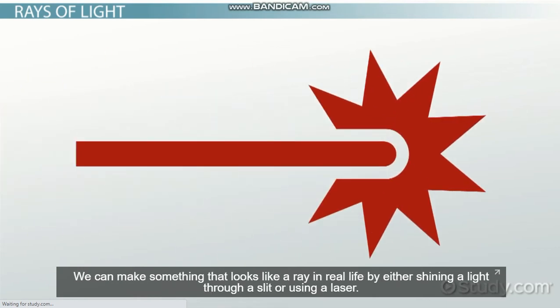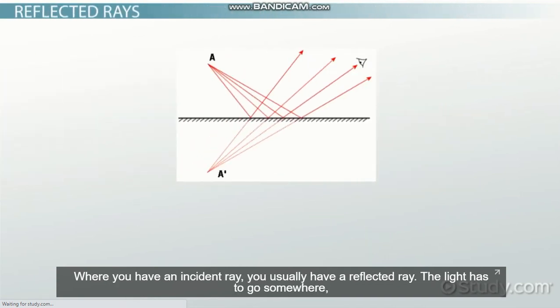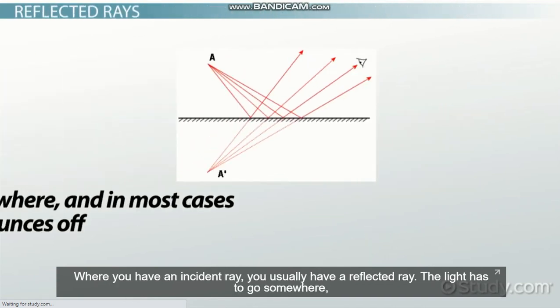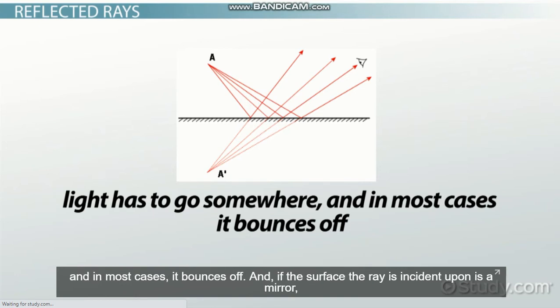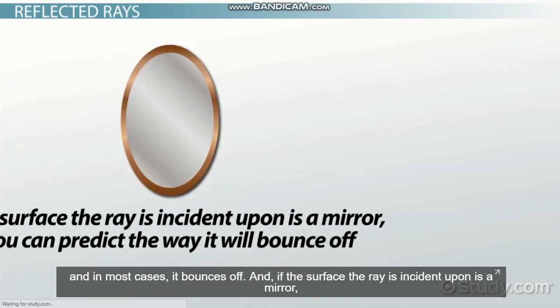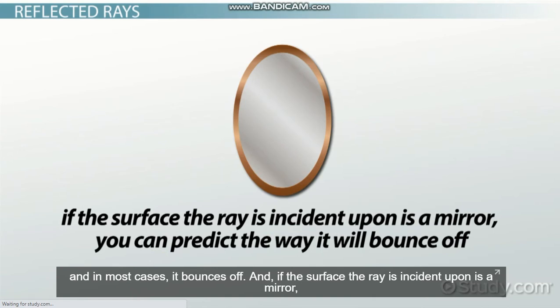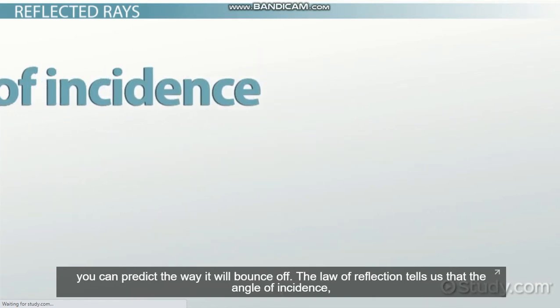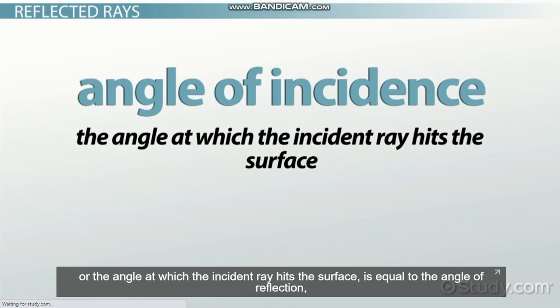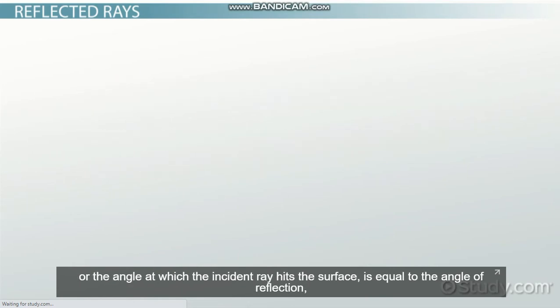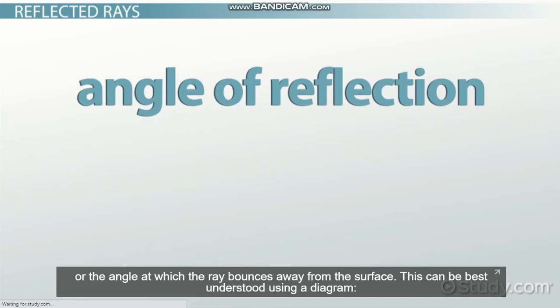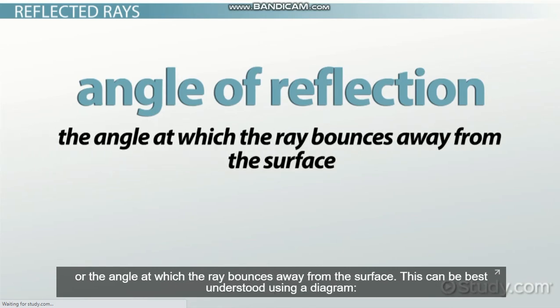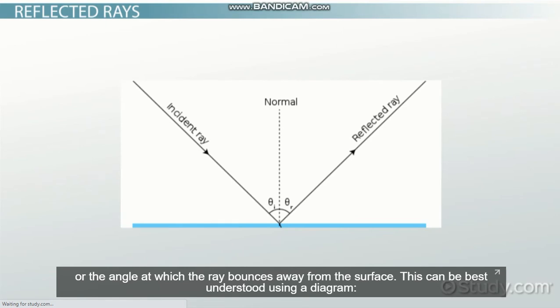We can make something that looks like a ray in real life by either shining a light through a slit or using a laser. Where you have an incident ray, you usually have a reflected ray. The light has to go somewhere, and in most cases, it bounces off. And if the surface the ray is incident upon is a mirror, you can predict the way it will bounce off. The law of reflection tells us that the angle of incidence, or the angle at which the incident ray hits the surface, is equal to the angle of reflection, or the angle at which the ray bounces away from the surface. This can be best understood using a diagram.